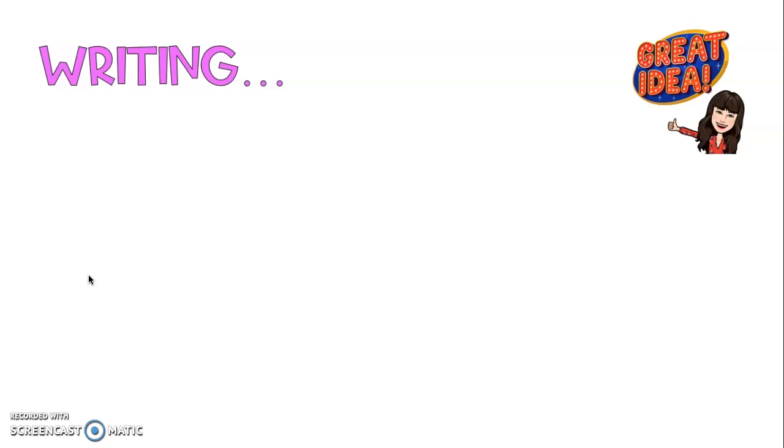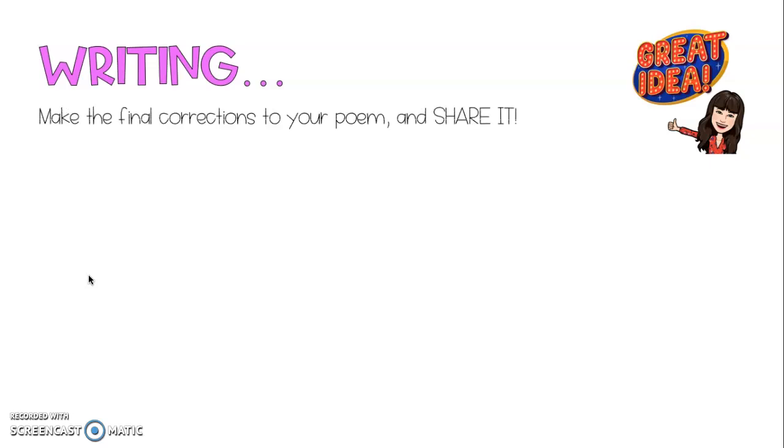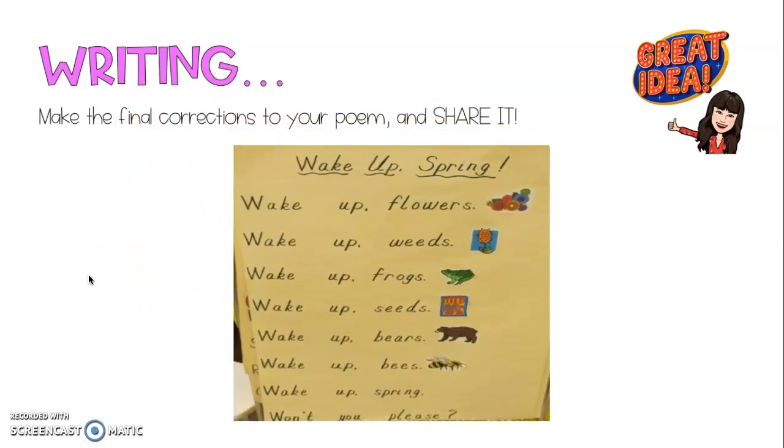Today for our writing lesson, you are going to make the final corrections to the poem that you have been writing all week, and you are going to share it. The way that I'm sharing my poem is I wrote it on a poster, and I also added pictures next to each verse that remind me of what I wrote. You can choose to create a poster with your poem. You can read it and record a video or an audio, however you choose. Just don't forget to submit it to Google Classroom.